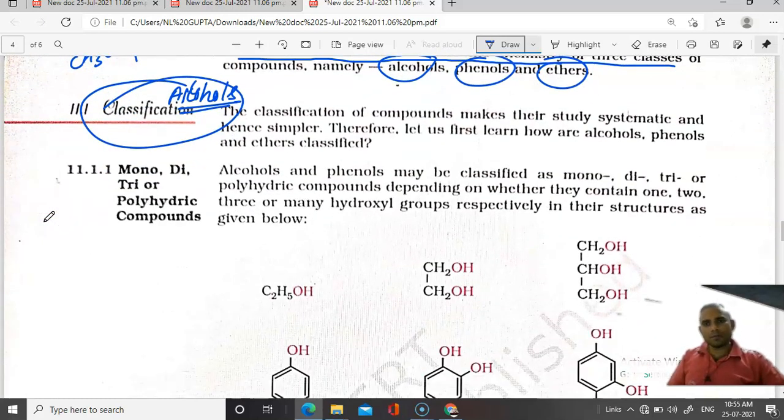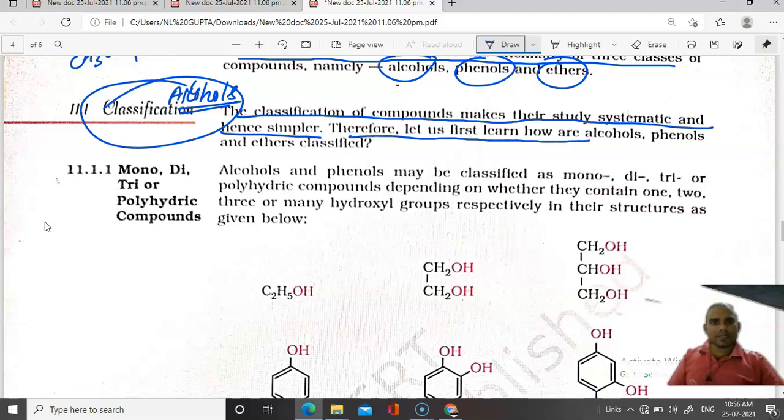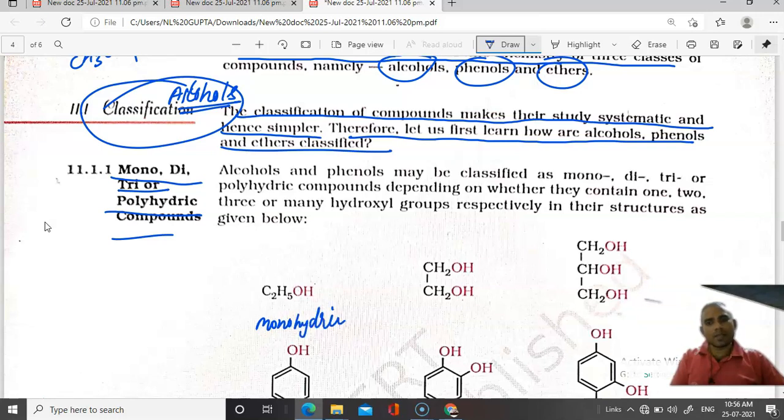Now let us move on to the classification. The classification of compounds makes their study systematic and hence simpler. Therefore, let us first learn how alcohols, phenols and ethers are classified. So here we have mono, di, tri, polyhydric. On the basis of the number of OH groups, student, they are classified. If only one OH group is there, that is monohydric alcohol, student.